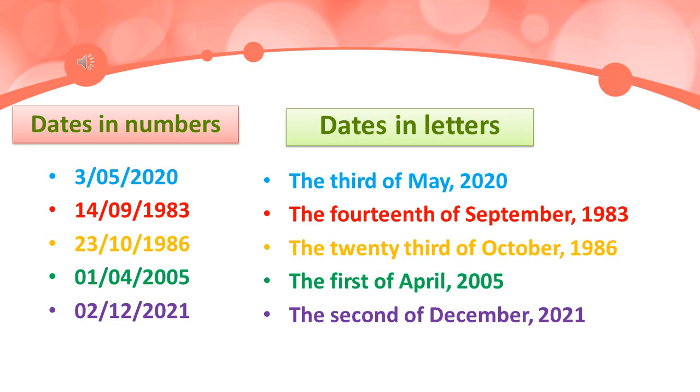Alright, here are some examples of dates in numbers and dates in letters. 3-5-2020, the 3rd of May 2020. 14-9-1983, the 14th of September 1983. 23-10-1986, the 23rd of October 1986. 1-4-2005, the 1st of April 2005. 2-12-2021, the 2nd of December 2021.